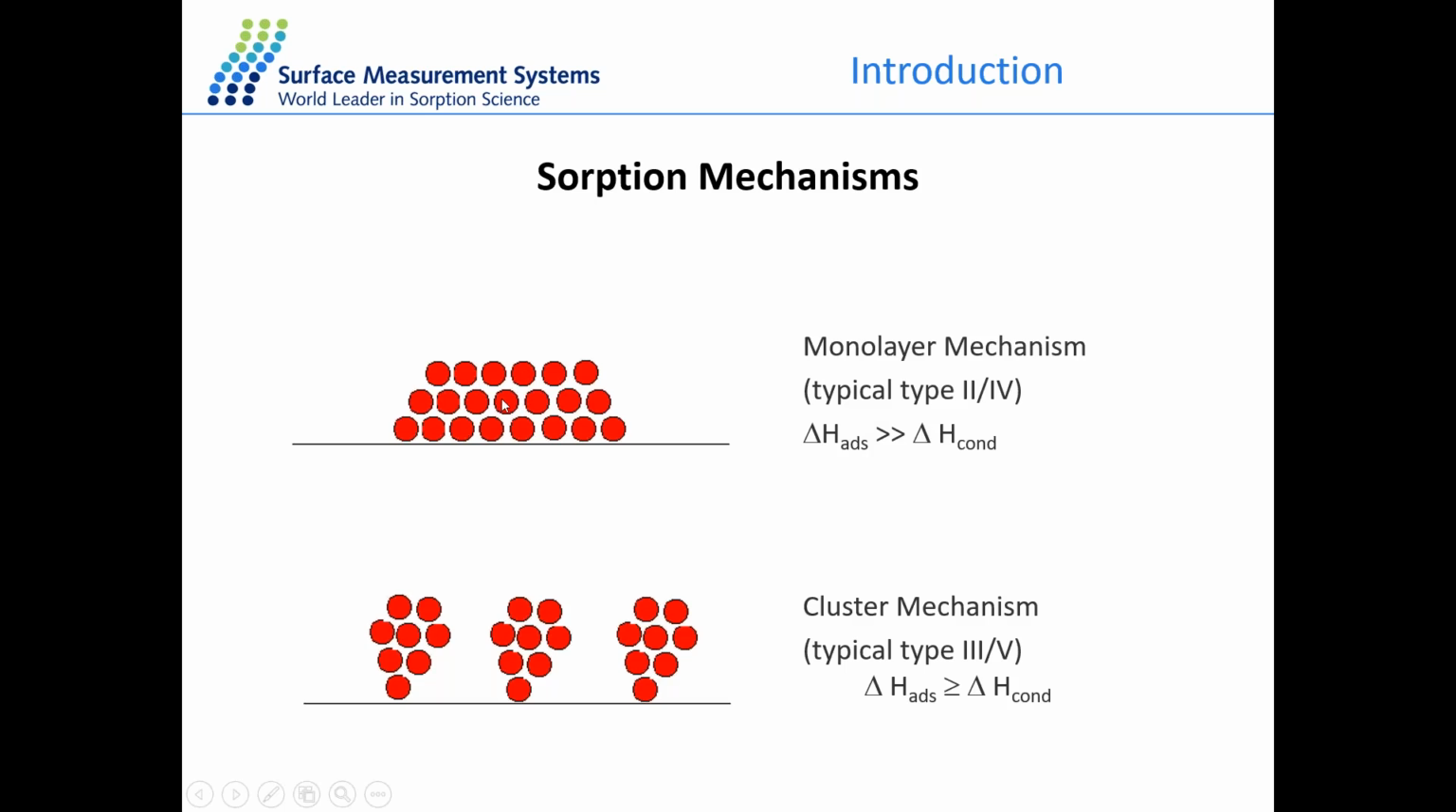where the probe molecule will interact with the surface, forming the monolayer first, and then interact with the first layer, forming the multiple layers. But if there are too strong interactions between the probe molecules, they will form some clusters on the surface rather than cover the whole surface with the monolayer, and this will result in the type 3 and type 5 isotherms, like some condensation on the surface, and those are not suitable for the BET calculation.